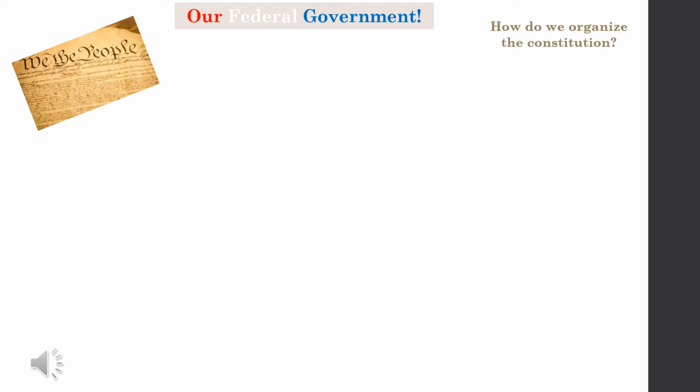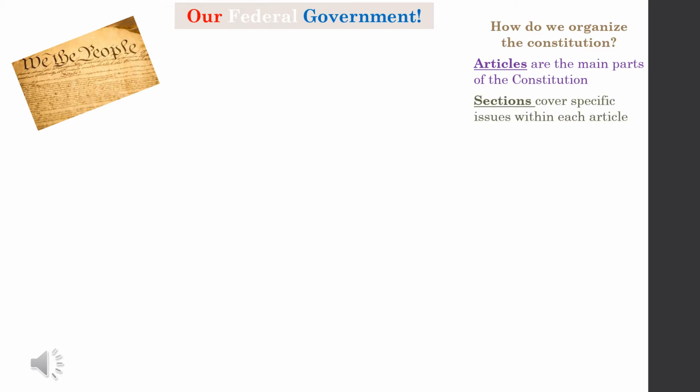How do we organize the Constitution? Here's how. We have articles. Those are the main parts or main issues addressed in the Constitution. And then we have sections. They cover specific issues within each article. So you learned that Article 5 of the Constitution talks about how we amend the Constitution.